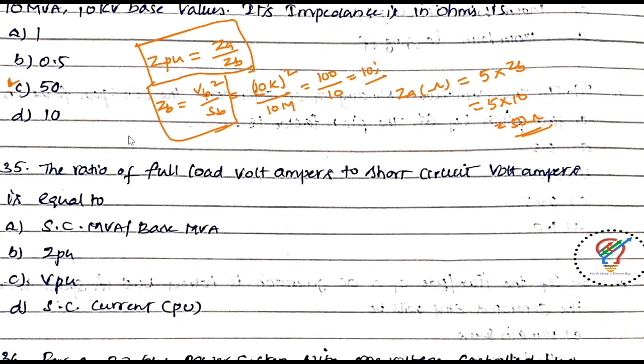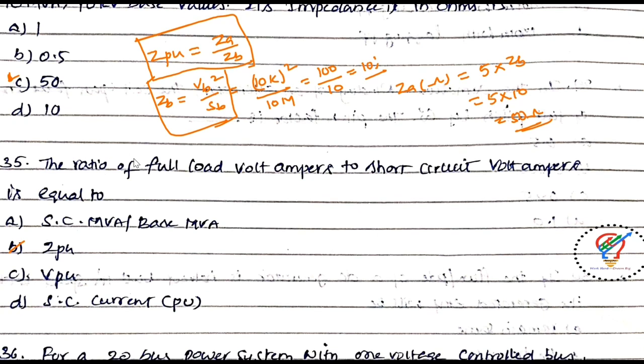Next one. The ratio of full load volt amperes to short circuit volt amperes is equal to, the options are short circuit MVA to base MVA, Z pu, V pu, short circuit current. So the answer is Z pu. So Z pu is nothing but full load volt amperes to the short circuit volt amperes. Okay. Next, let's move to question number 36 here.